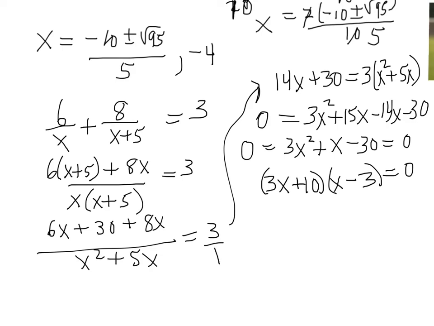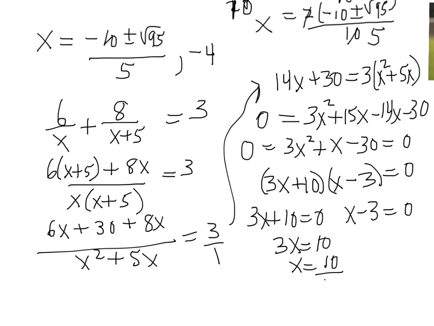So we're good. Now I have two things that multiply together to be 0. So either 3x plus 10 is 0, or x minus 3 is 0. So this is going to be 3x equals 10, and x is 10/3. That'll be one of my answers, and the other answer will be 3. And both those are okay in the domain, so those are my answers to this problem.